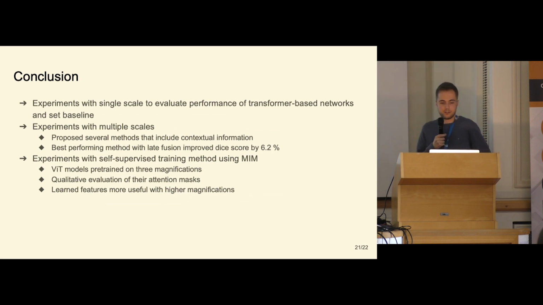So as for conclusion, we had firstly experimented with single-scale architectures, comparing transformer and convolutional networks. Then we moved to experiments with multiple scales to provide contextual information for the model. And afterwards, we tried to improve the model further by self-supervised pre-training with masked image modeling with unlabeled data.